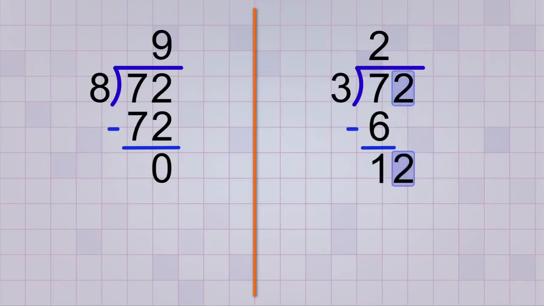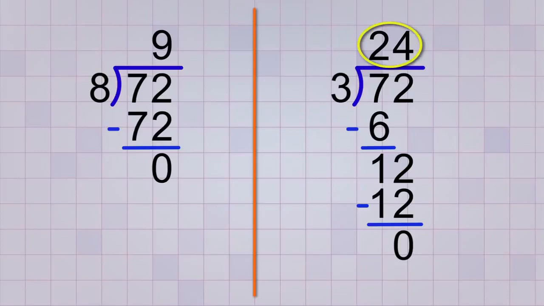Now for the second step. We bring down a copy of the next digit, the 2, and we combine it with the 1 to get a new remainder of 12. Then we ask, how many 3s does it take to make 12? And the answer to that is exactly 4. So we write a 4 in the answer line, and 3 times 4 equals 12. 12 minus 12 equals 0, so we have no remainder. We're done. 72 divided by 3 is 24.